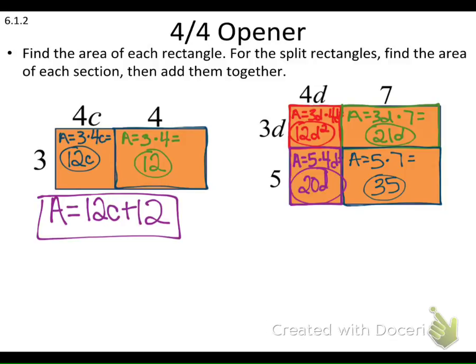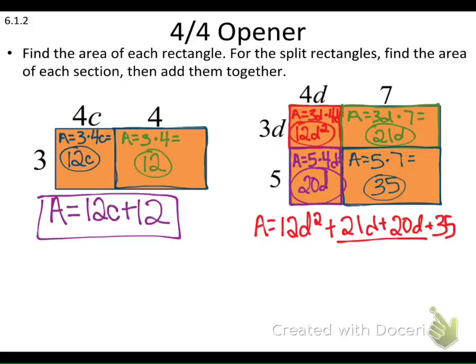All right, so if I bring this down, I'm going to just go ahead and write all my numbers out so I know what numbers I'm working with. So I'm going to bring down 12D squared plus, what do we have? 21D plus 20D plus 35. Now, can I leave it like this, or are there like terms that I can combine? There's like terms that I can combine, right? Which two like terms am I going to combine here? 20 and 21. Awesome.